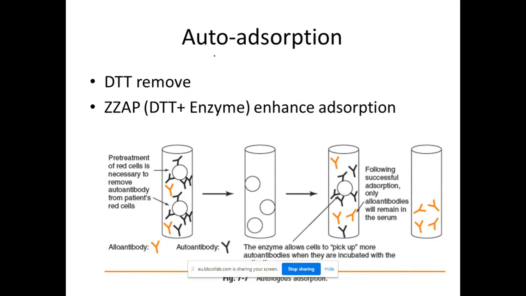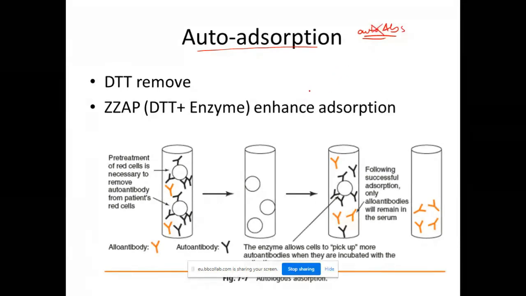طيب let's see now auto-adsorption. Auto-adsorption we use it to get rid from auto antibody. Okay, إذا هذه نستخدمها لما يكون patient عندي auto antibody وأنا أبغى أتخلص من auto antibody. طيب so first we will start with this. We will start with patient ناخذ منه عينة blood، بيكون فيها serum وفيها cells.